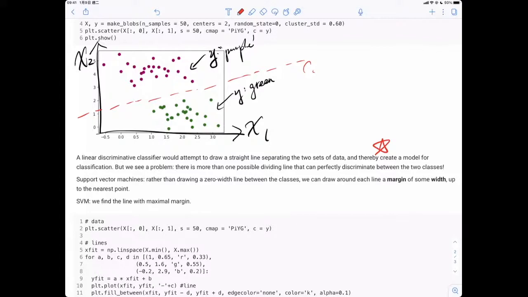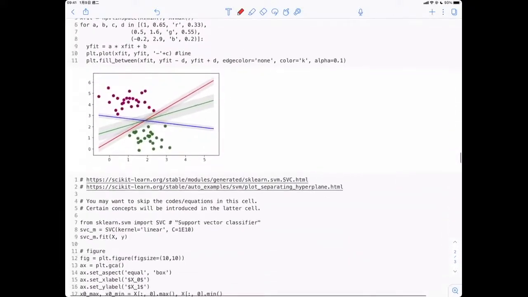But we see a problem here. There is more than one possible dividing line that can perfectly discriminate between these two classes. So the algorithm we use right here is called SVM, which stands for support vector machine. Rather than drawing a zero width line between the classes, we can draw around each line a margin with some width. Okay, so let's take a look at this one.